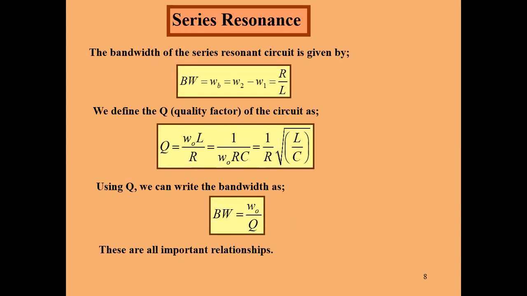So we are able to define the bandwidth of the series resonance circuit, or if that circuit is in the resonance form at that time, the bandwidth is nothing but W2 minus W1, because W2 is the highest value and W1 is the lowest value, and that value is equal to R upon L, or here resistance divided by inductance of that circuit gives us the bandwidth.